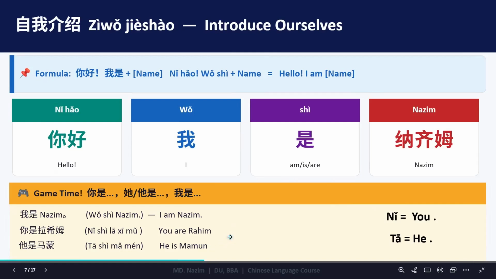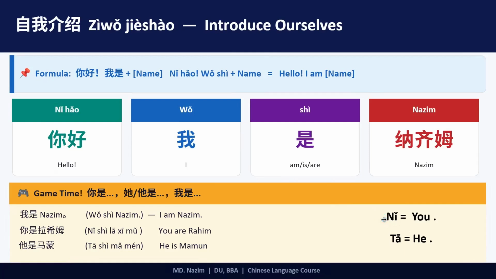If we want to say he is Mahmoud in English, in Chinese we should say 他是 Mahmoud. 他 means he in English. 他, he or she. Okay, got it? It will be he or she. There is a mistake: for both, the Chinese pinyin will be ta. 他是 Mahmoud. He is Mahmoud. Got it?